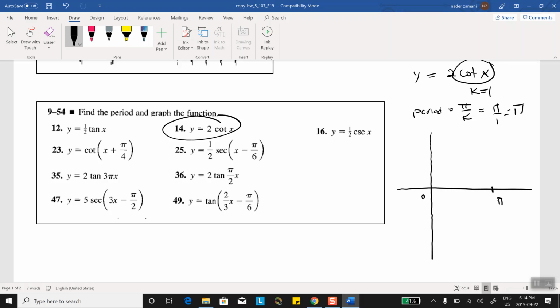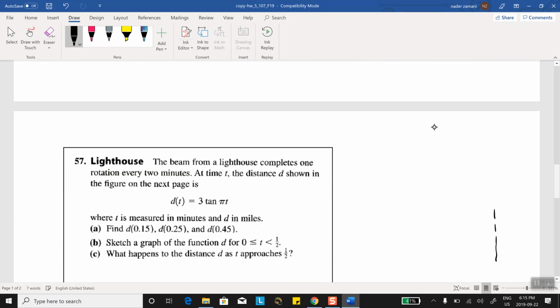Now, we concentrate on cotangent, and let me remind you that this was cosine of x over sine of x. So the function blows up where sine of x is 0. That means it's going to blow up right there at pi, and it's going to blow up.